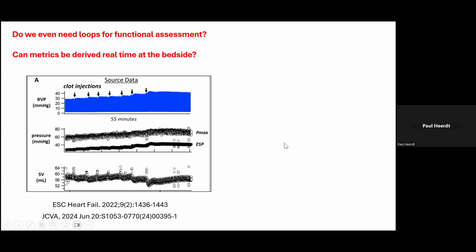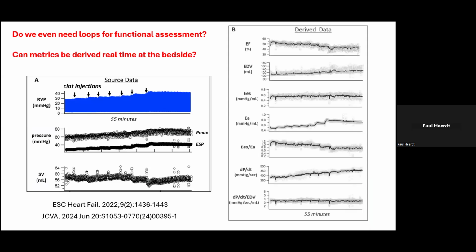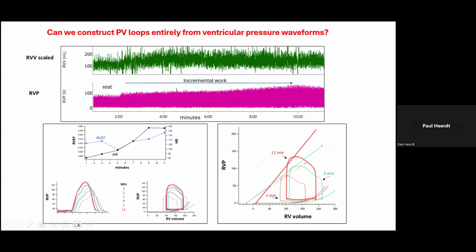It is possible to do these things now in real time at the bedside. These are two reports showing that you can generate ejection fraction, contractility, afterload, their ratio. You can estimate ejection fraction off of this and end diastolic volume. This can be done beat to beat in real time at the bedside.